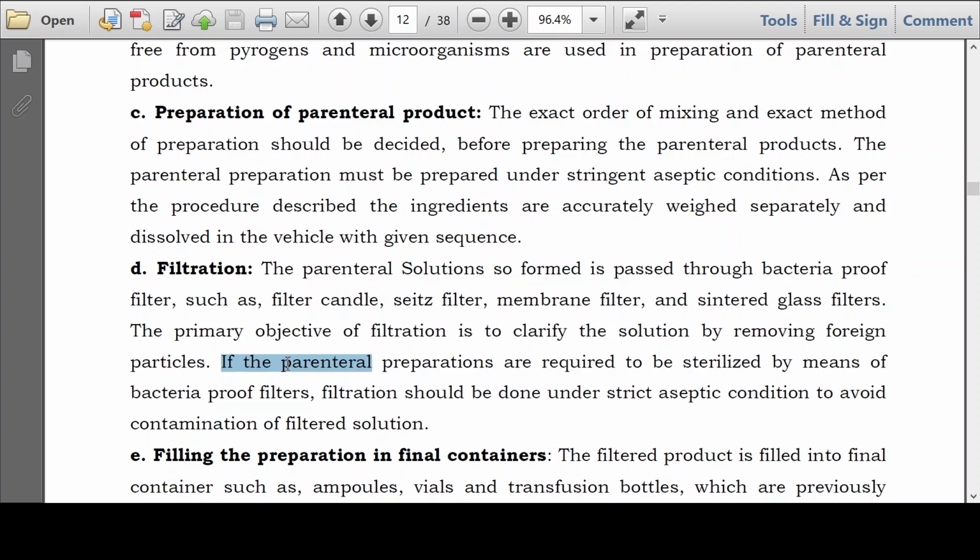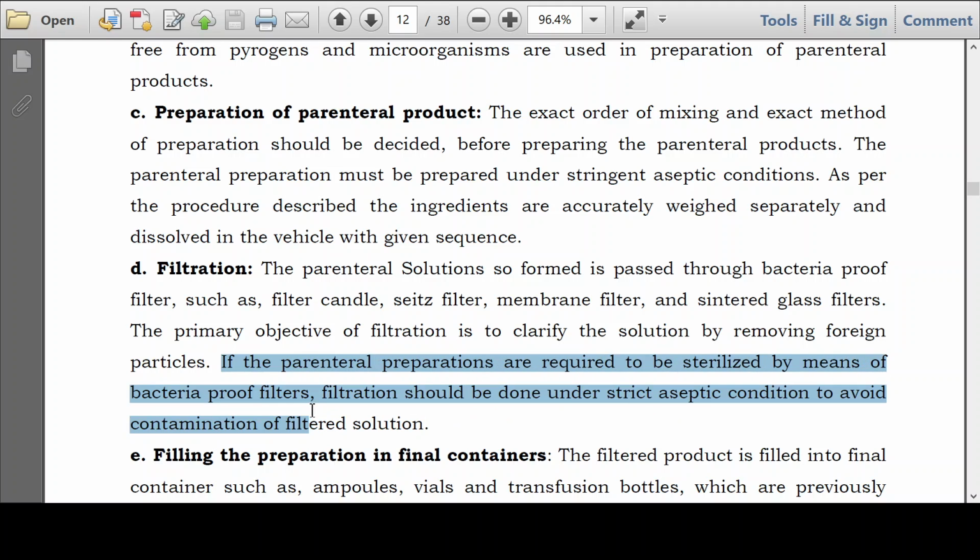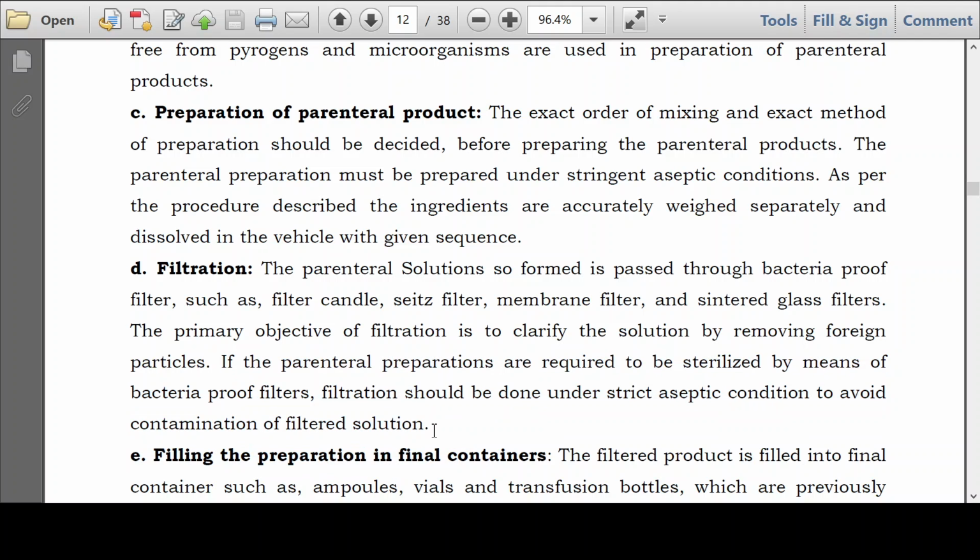If the parenteral preparations are required to be sterilized by means of bacterial filters, filtration should be done under strict aseptic condition to avoid contamination of filtered solution. Now, if parenteral products are filtered through the membrane filter to obtain a sterile product, then this filtration procedure should be carried out in an aseptic condition.